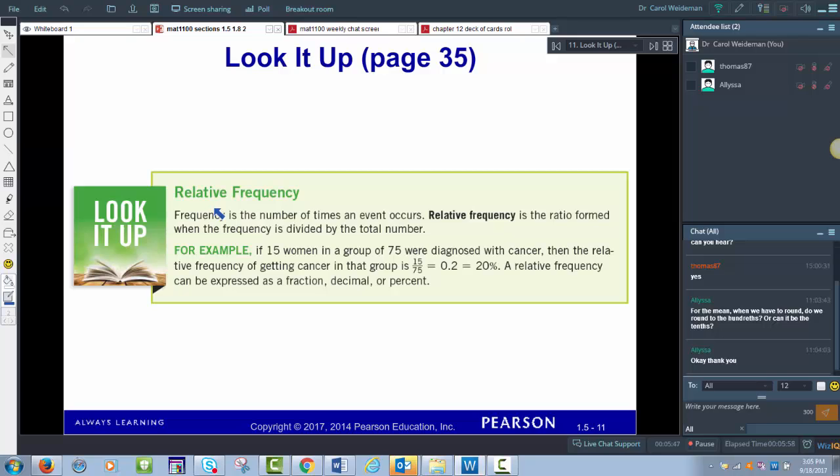How often does something occur? So for instance, if we have 15 women in a group of 75 diagnosed with cancer, then the relative frequency of getting cancer in that group is 15 out of 75, 1 out of 5, 0.2, or 20%. And a relative frequency can be written as a fraction, a decimal, or a percent. So fraction, you want to simplify it, so this really should be 1 out of 5. Decimal, or the percent, which means the decimal multiplied by 100.